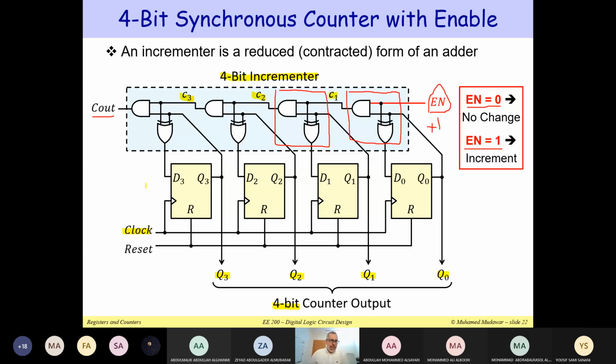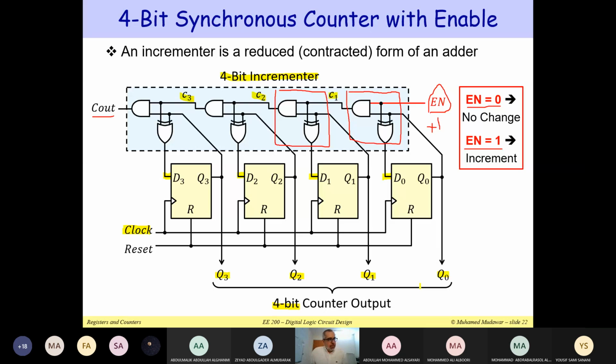So we get the D inputs at different times. We get the outputs of these XOR gates at different times because the C1, C2, and so on are going to propagate. We get these D inputs not at the same moment in time. But all of them are going to wait until they see the rising edge of the clock. At the same rising edge of the clock, we change all the outputs at the same time. That's what's important.